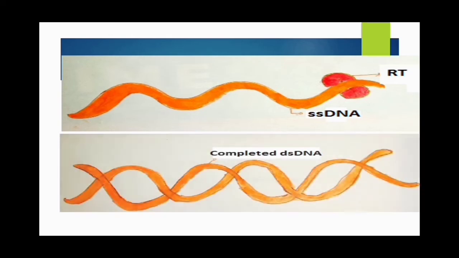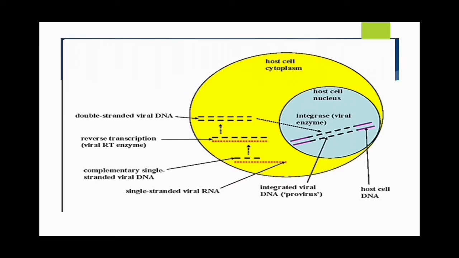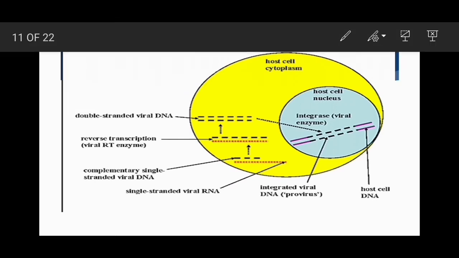Slowly, RT or reverse transcriptase forms a complete single stranded DNA. And later it is converted to a complete double stranded DNA. See this figure. First, single stranded RNA is converted to single stranded DNA. We can say complementary DNA. Then it is converted to double stranded DNA.